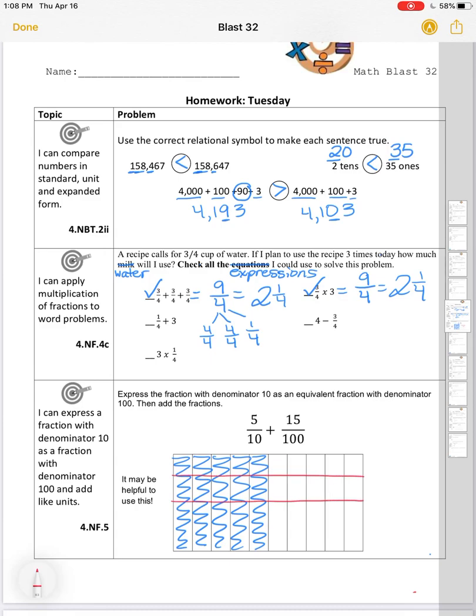I'm going to decompose each one of my tenths into 10 equal parts. When I take 10 parts and I decompose each one into 10 more parts, I end up with 100 total parts.